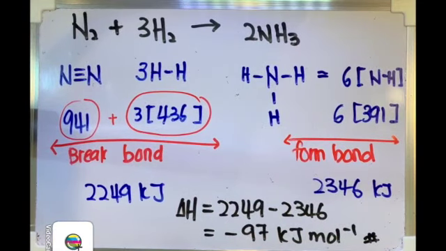From the final value that we can see here, it carries a negative symbol. When the final value carries a negative symbol, it means that this formation of ammonia gas through the Haber process is basically an exothermic reaction because heat is released to the environment. Right?